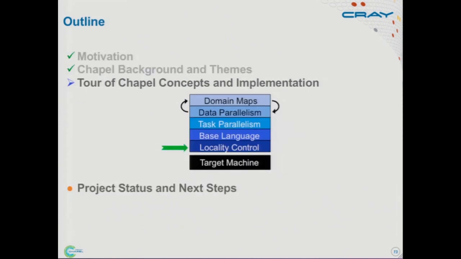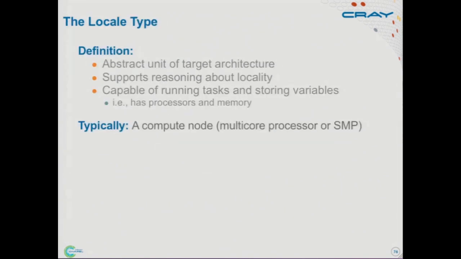I tend to view these as the lowest level features of the language because they're really the things that allow you to talk about the target machine you're running on. So they're quite close to the target machine. And the key feature we have for locality is this type that we call the locale. And it's defined intentionally somewhat vaguely.